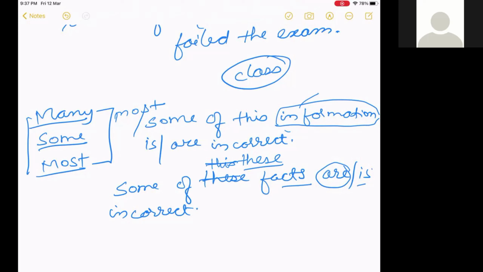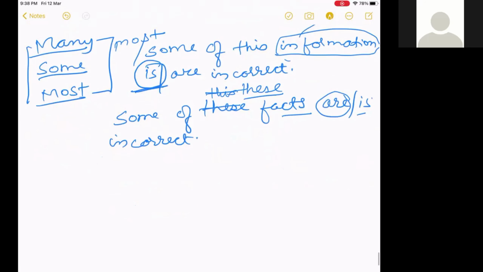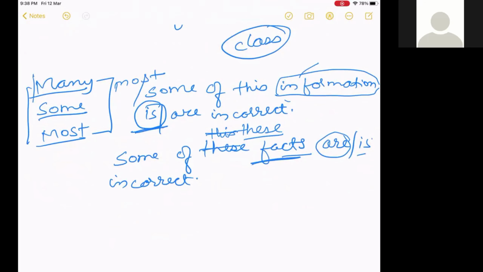Information is an uncountable noun, which we cannot calculate or count, so for that reason it is taken as singular. In this statement, some of this information is incorrect. And facts can be counted, so it is countable, and that's why we'll go with are. Some of these facts are incorrect. So now the concept here is with all these three, and there are some more. For example, half of.